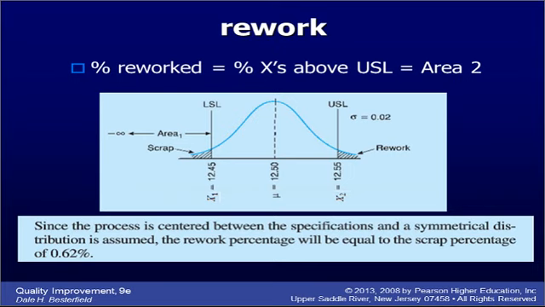And for the percentage of products that has to be reworked, it is the same as the area above x2. Because our distribution is symmetric about this central line, the mu, and x1 and x2 have the same distance from the mu, therefore the area above x2 equals the area under x1. So the rework percentage is the same as the scrap percentage, which is 0.62%.